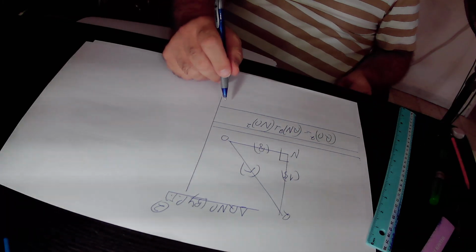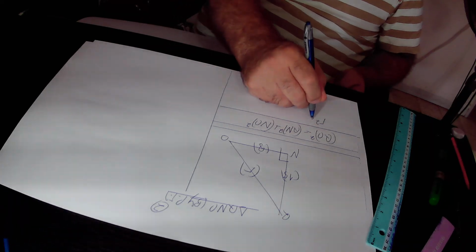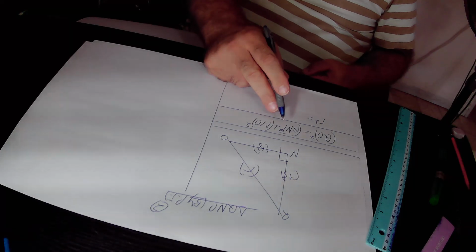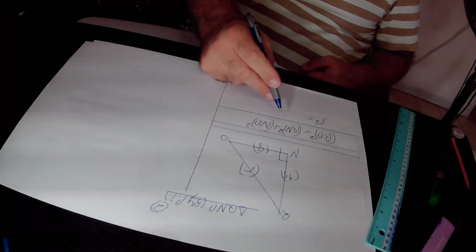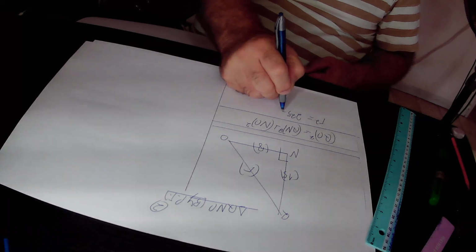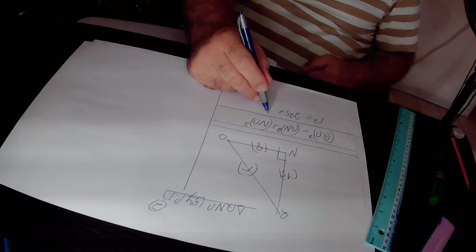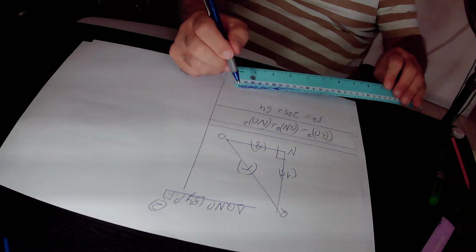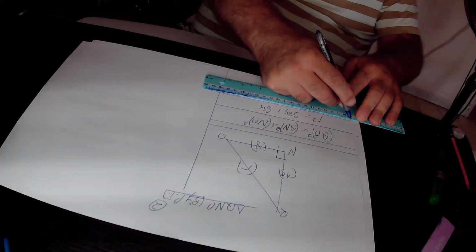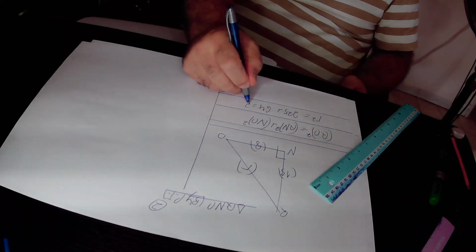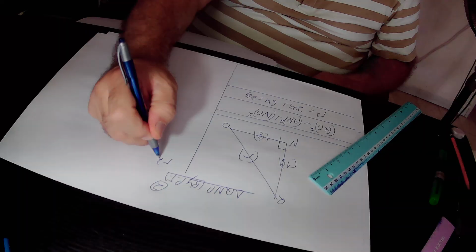QO is also the radius of the circle that is equal to R, therefore QO squared is R squared, and it equals QN squared plus NO squared. QN is 15, therefore QN squared is 15 squared, that is 225, plus NO squared. NO is 8, therefore NO squared is 8 squared, that is 64. So in total R squared equals 225 plus 64. 225 plus 64 is 289.